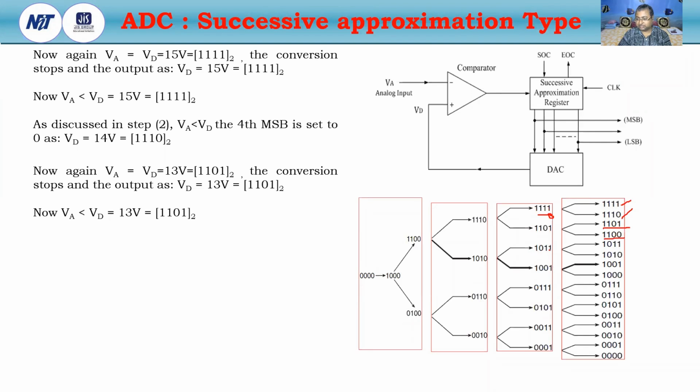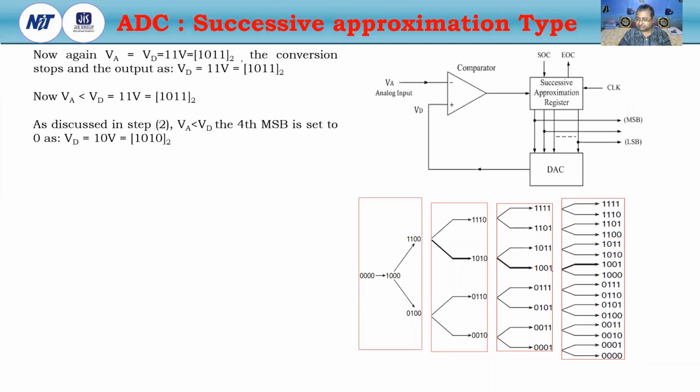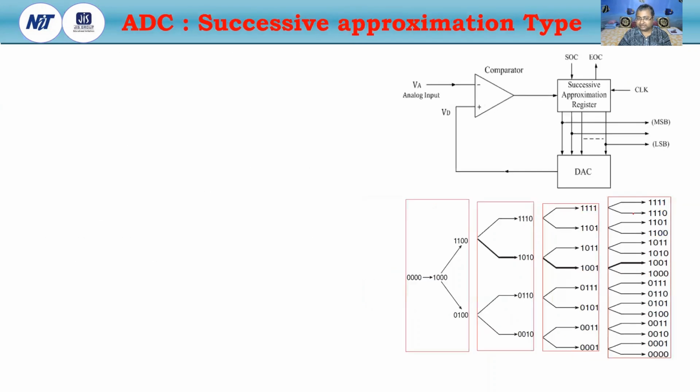If the input voltage is greater than this, as the MSB bit is 1, so it should be kept unchanged. So here, if it is less, then this MSB should be 0. Then we will get this. For this also similarly, we will get a total of 16 digital values, 0 to 15.